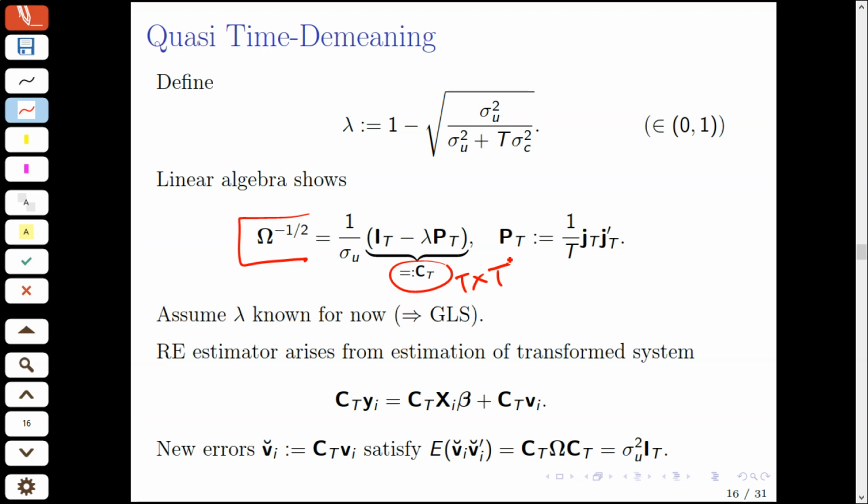Now the purpose of doing this transformation is to get new errors which have desirable properties, and one may show that the resulting errors, which are here denoted by this boldface v with an accent breve over, have an error variance which is scalar, and the proportionality factor is given by the variance of the idiosyncratic term. Hence this transformed system has a structure which is ideal for GLS in that it will yield an efficient estimator.